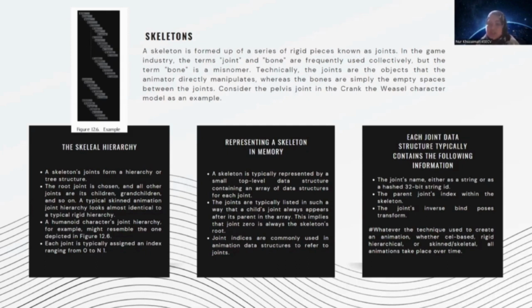There are 3 items in each joint's data structure. The first is the joint's name, as a string or a 32-bit string ID. Second is the parent joint's index within the skeleton. Third, the joint's inverse bind pose transform.